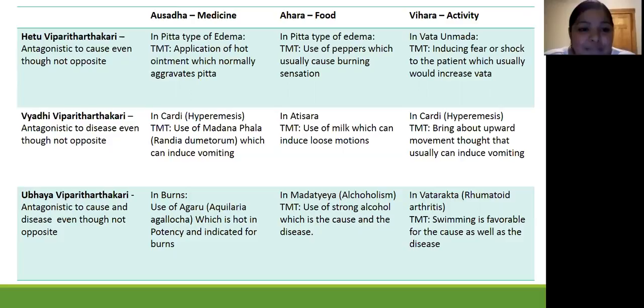If you have a medicine that works against the cause, even though it's not opposite to the cause, example of in pitta type of edema, you apply hot ointment, which normally hot ointment should actually aggravate pitta. But instead, by applying this hot ointment in the pitta type of edema, it actually reduces the condition. Okay, so you see what I mean? It is hot potency or hot quality, which is similar to the actual cause of the condition. It's hot and hot. But even in this hot and hot situation, it still pacifies the condition.